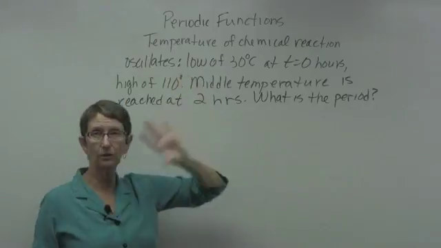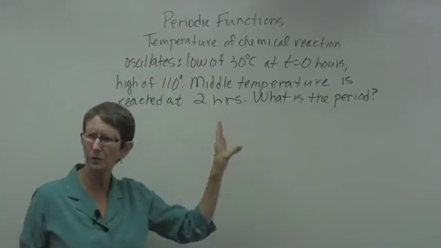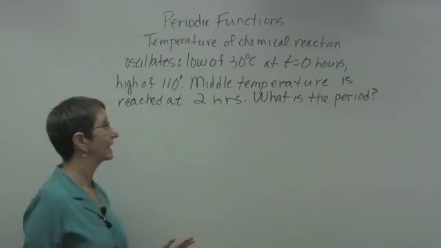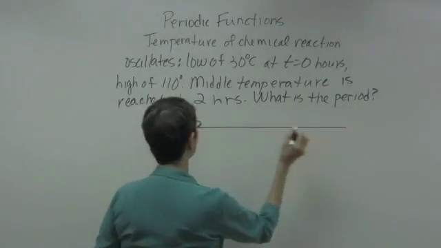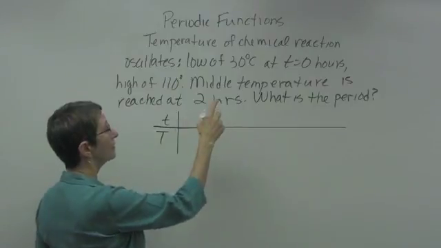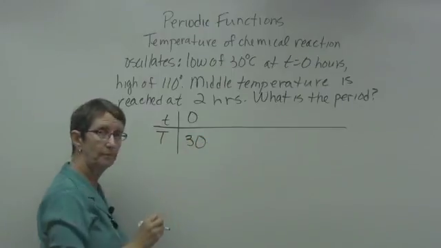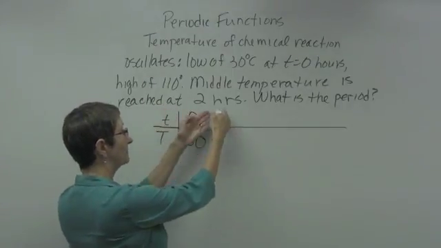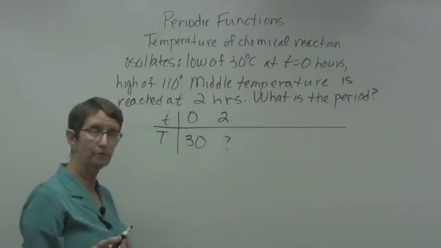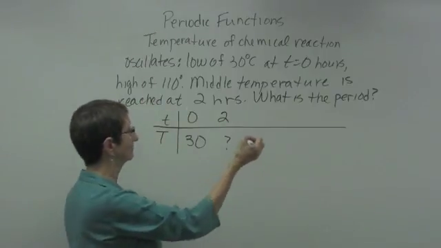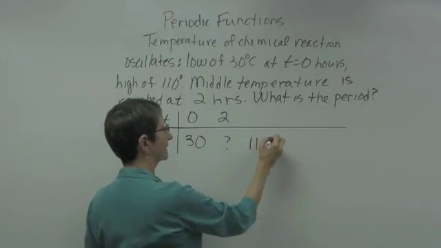Now, this is a regular oscillation, up and down and up and down. And it's hard to see these usually with words, so let's put it in a table. Let's have a little t for the time and a capital T for the temperature. And we know that when t is 0 hours, we hit the low of 30 degrees. Now, after the low comes the middle, and we don't know what the middle is, but it happens at 2 hours. And then we hit a high, and we don't know what time, but it's 110 degrees.